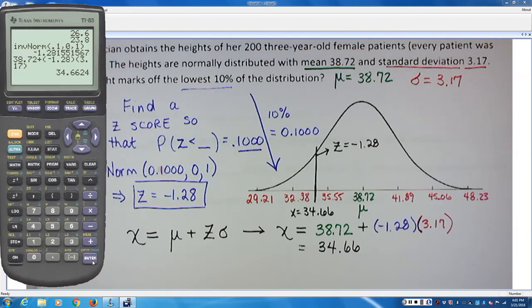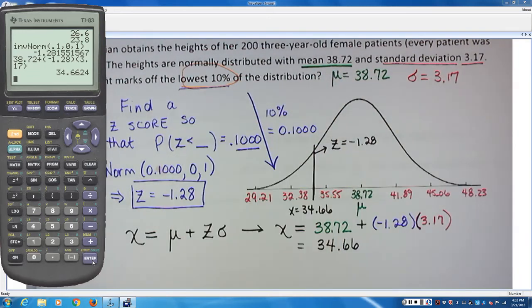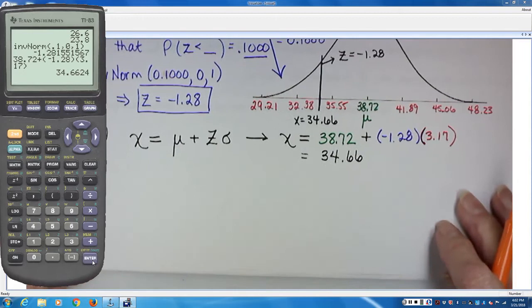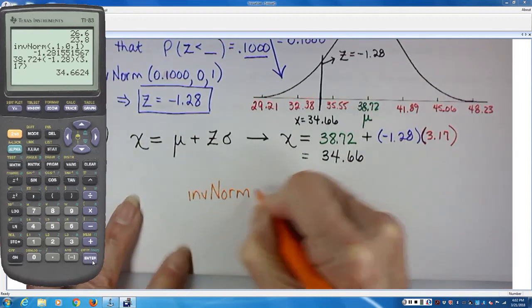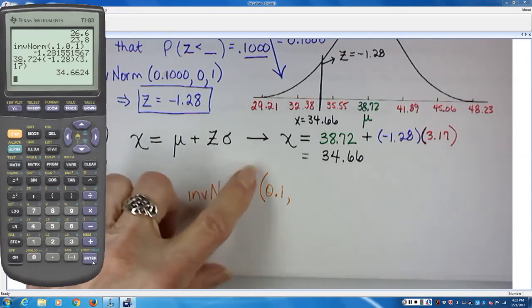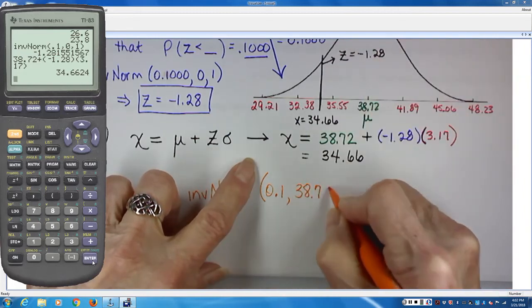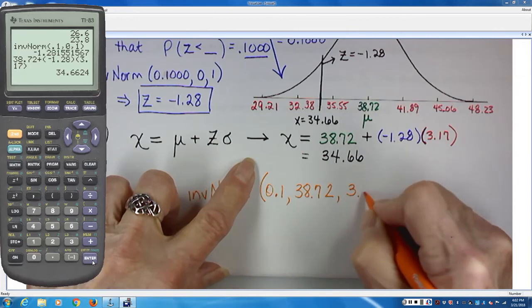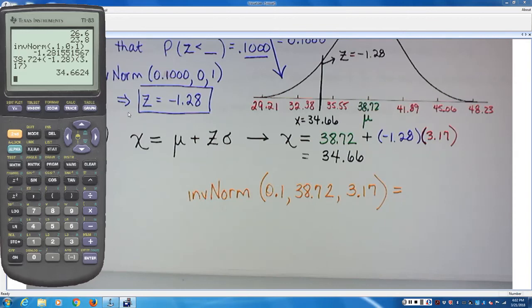Now, in response to your question, yes, I could have done that in a little bit different way. I could have gone straight from the information they gave me. So if I wanted to do that, it'd still be inverse norm, but instead of finding the z-score, I would use the mean of the problem, which is 38.72, and the standard deviation of the problem, which is 3.17, and I should get the same score.